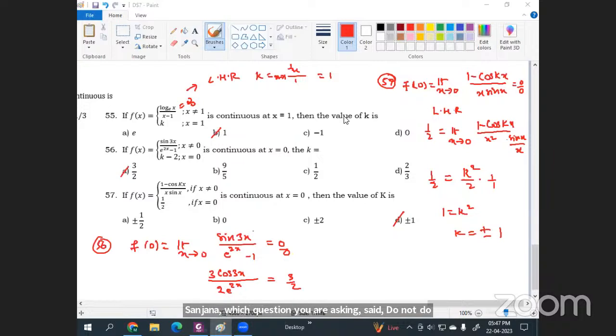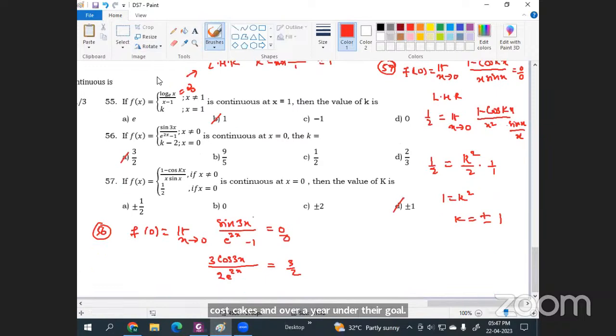Which one, ma? L'Hospital rule you want? Right. So L'Hospital rule also you can do, ma. Derivative of cos kx. I will do it here in another row. We have space anywhere? No space, no. Right? So you can do the L'Hospital rule.